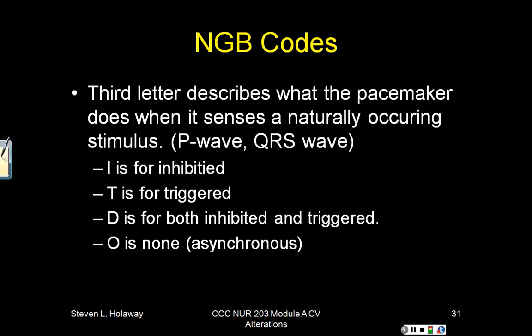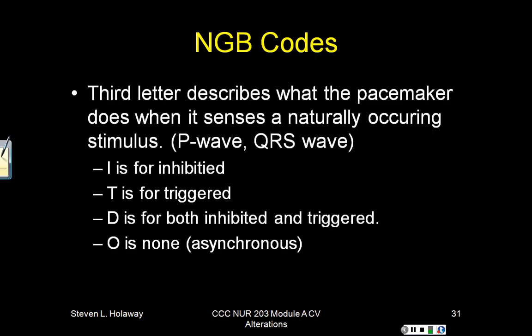The third letter describes what the pacemaker does when it senses a naturally occurring stimulus, whether it's a P wave or a QRS. I is for inhibited, meaning it does not fire when it sees one. T is for triggered, so if it doesn't sense one, then it will fire. D is for both inhibited and triggered, and 0 means it's asynchronous.